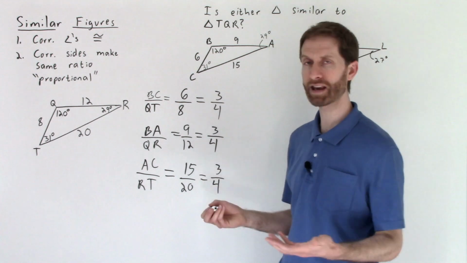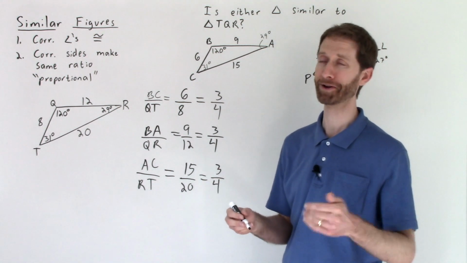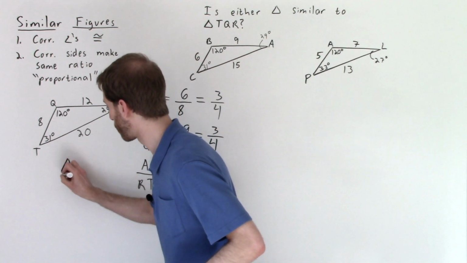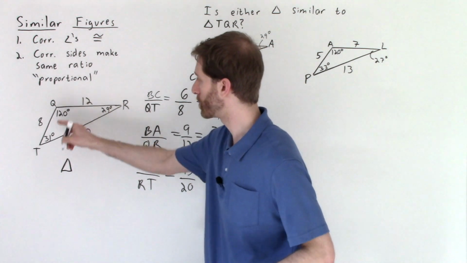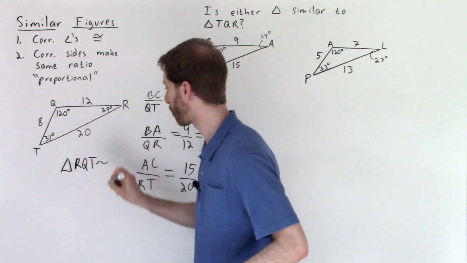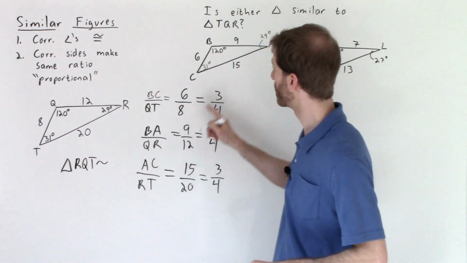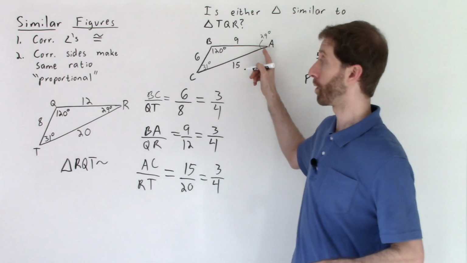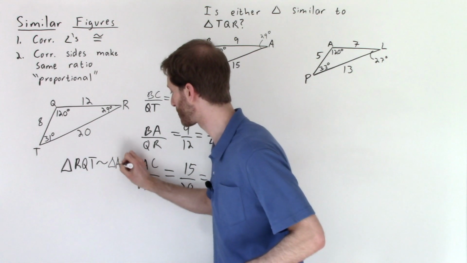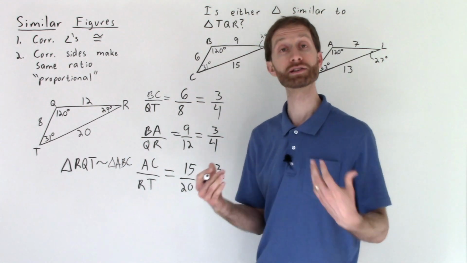How do we state if two things are similar? It's very similar to how we show congruence. So you would state triangle, and I guess we'll do RQT, and then you just write the squiggly part, similar, not equal to, not congruent to, but similar to. Start with the corresponding letter or point, A, B, C. Triangle ABC, and that's a similarity statement. That is how you show two triangles are similar.